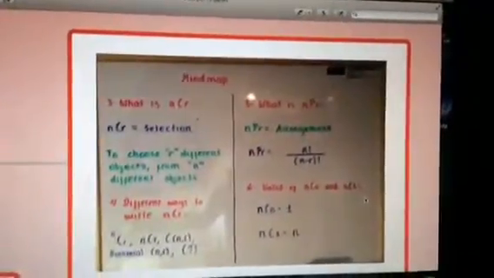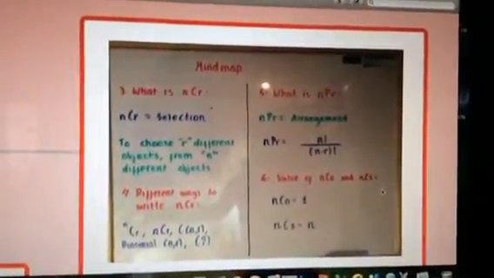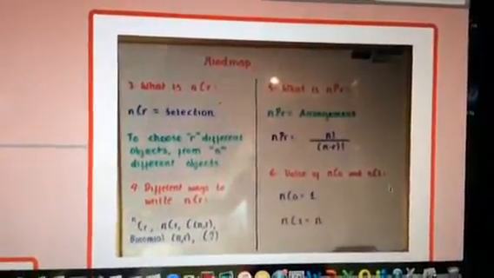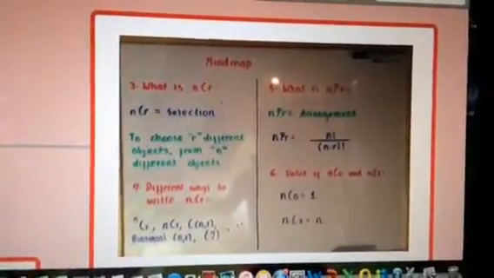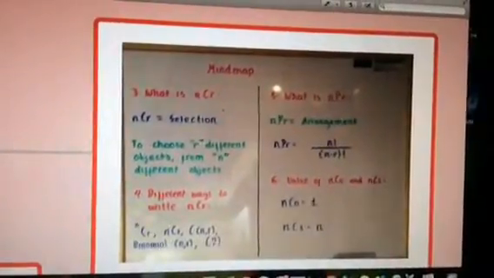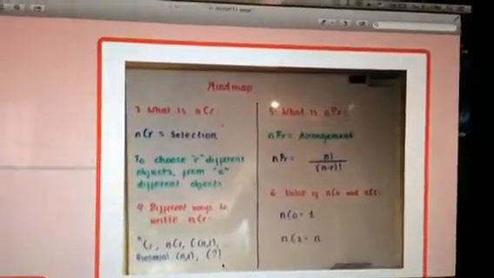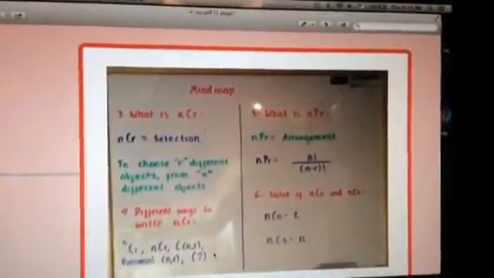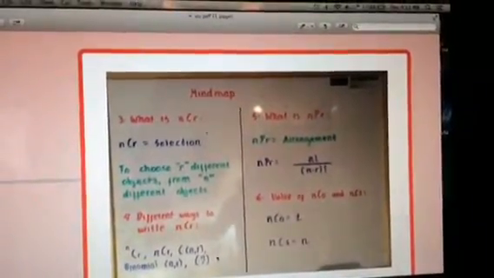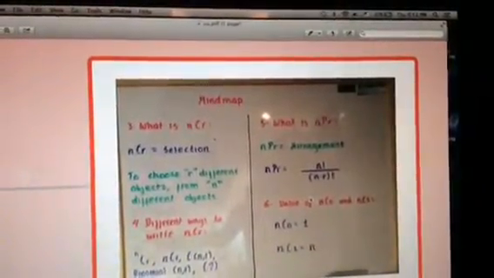What is nCr? nCr is a selection to choose r different objects from n different objects. There are different ways to write n choose r, and all of them are the same, which is n choose r. Now, what is nPr? This is an arrangement, where nPr uses the formula n factorial over (n minus r) factorial.